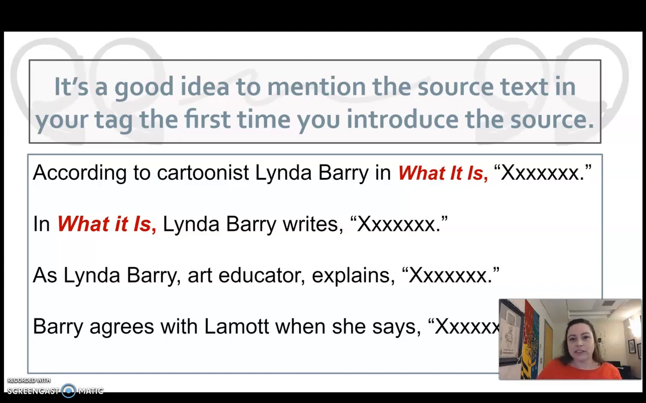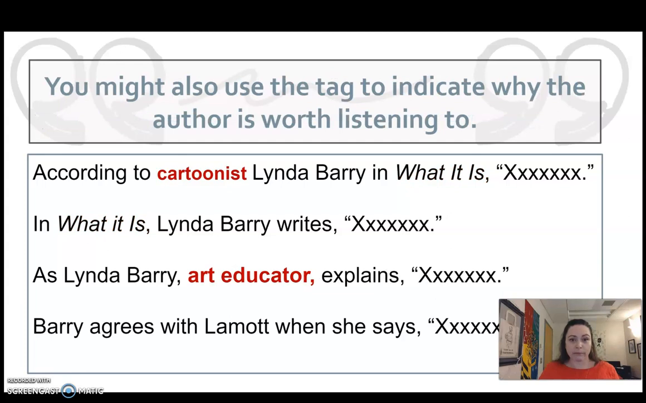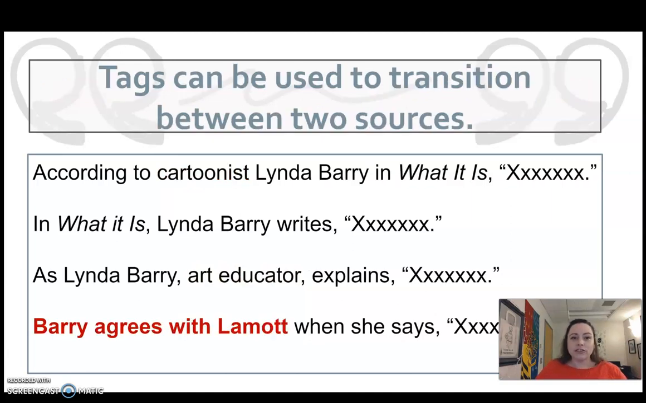Another thing to do is to mention the source text in your tag the first time you introduce the source, especially if it seems like it's relevant to what you're talking about. You also might want to use that tag to indicate why the author is worth listening to. So especially if you're writing about cartoonists, mentioning that Linda Berry is a cartoonist would be helpful. Another context, it might be better to mention that she's an art educator. So those are all some strategies. You can also use tags to transition between 2 sources. So for an example, Berry agrees with Lamott when she says blah, blah, blah.